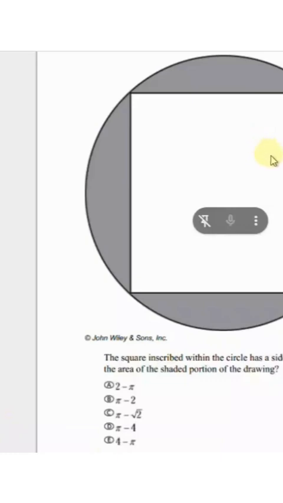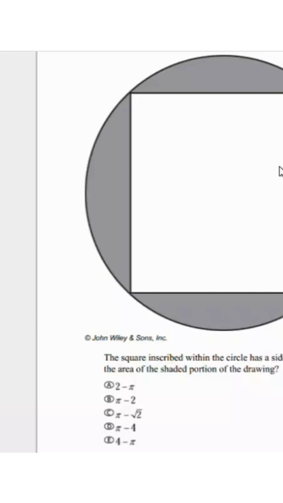In this question, we are given the side of a square. But let's know what we are looking for. What we are looking for is the area of the circle minus area of the square. That will give us the area of the shaded region. Each side of the square is root 2. Area of square is side times side, which is root 2 times root 2. So that is easy for us to get.